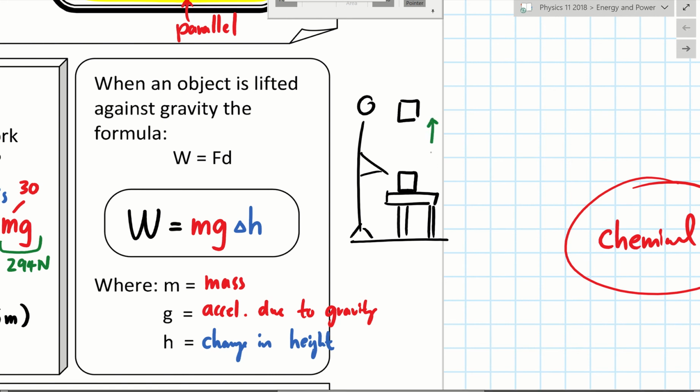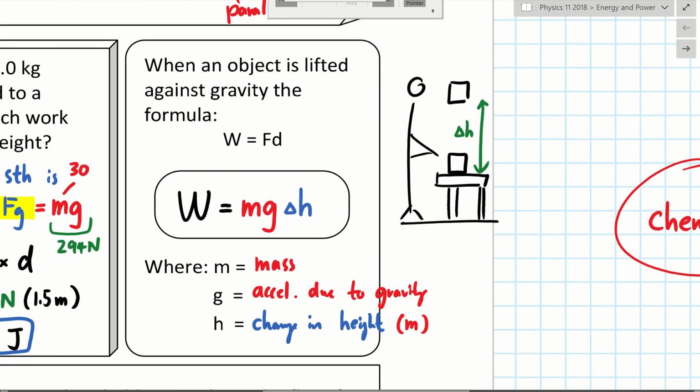You don't have to measure it from the ground. You measure it from the location of the box before it moved and the location of the box after it moves. Make sure that it's measured in meters. Then it's okay. That is for lifting up an object. Okay, so as long as you're lifting up an object, that will work.